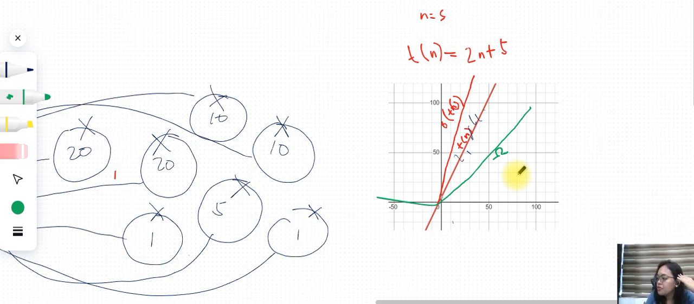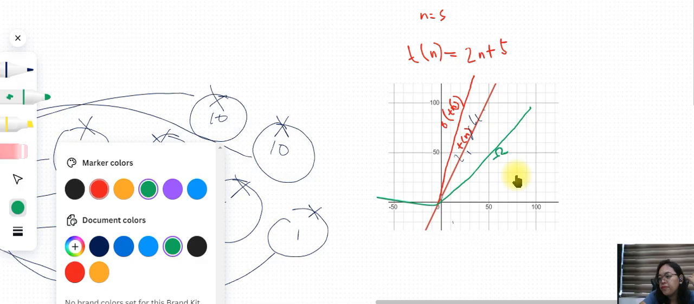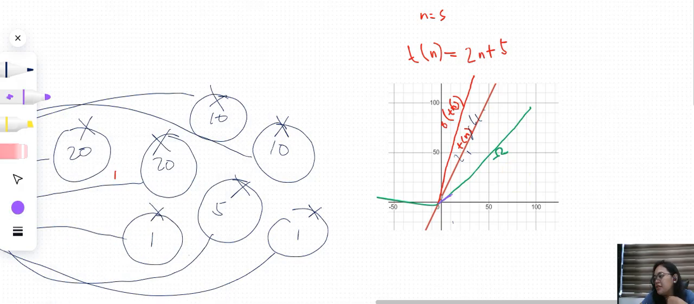This is your big O, this is your big omega, and then what is theta? Theta is your tight bound. So it's like a combination of your big O and your big omega. Your big theta is the function that technically encloses your T of n here. So this is your theta. Okay? So that's how you analyze an algorithm.